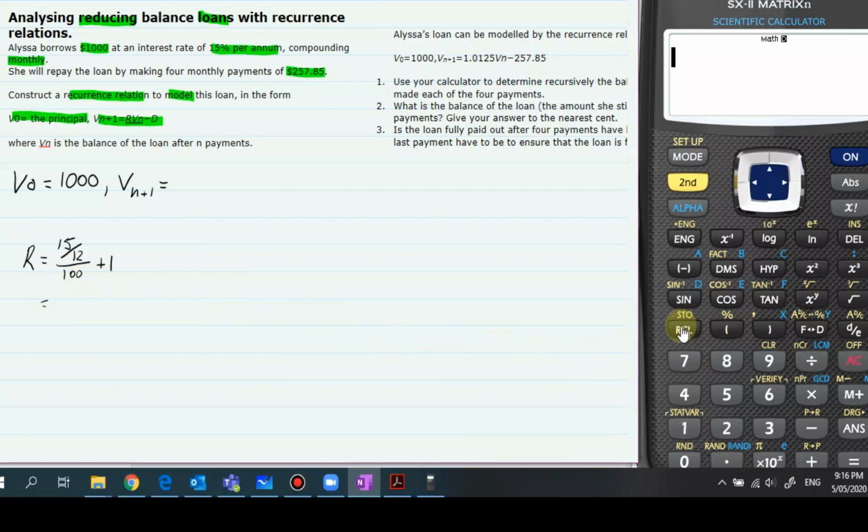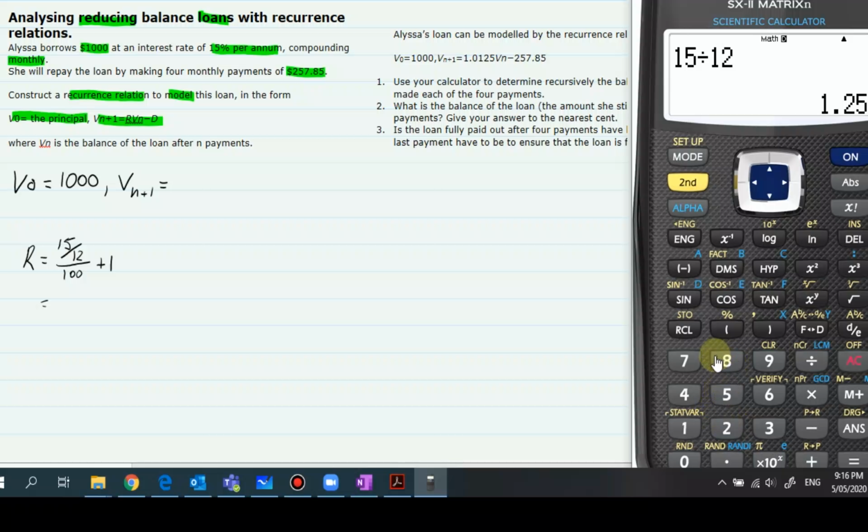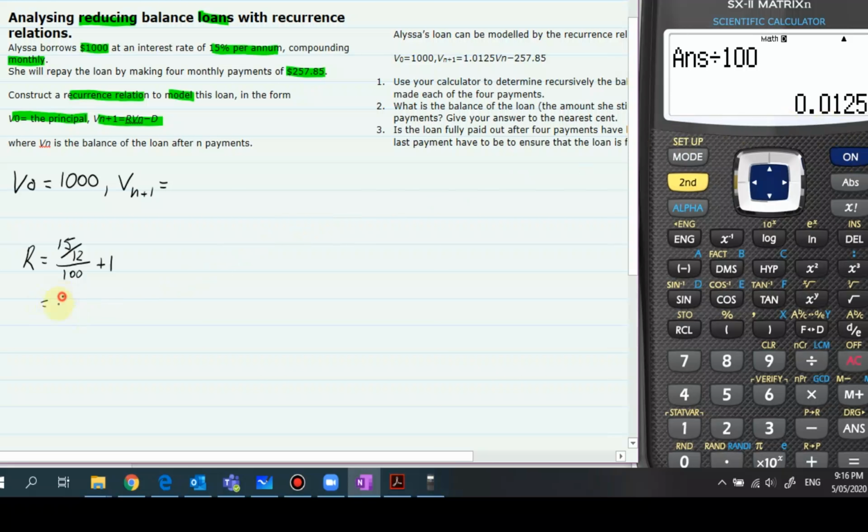Okay, so if we jump over here, 15 divided by 12. I find these sorts of equations easier to do on a scientific calculator rather than a CAS, if some of you are out there doing Year 12 with the CAS, just because of the speed and ease to get to the button. So 1.25 is the first part. Divide that by 100, and we get 0.0125, plus the 1 on there. This is accruing interest, so it's getting bigger: 1.0125. Okay, so that's your R value.